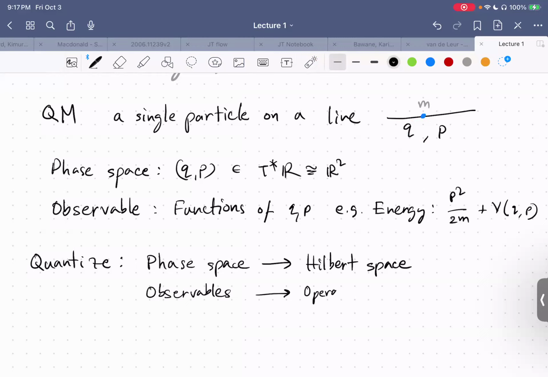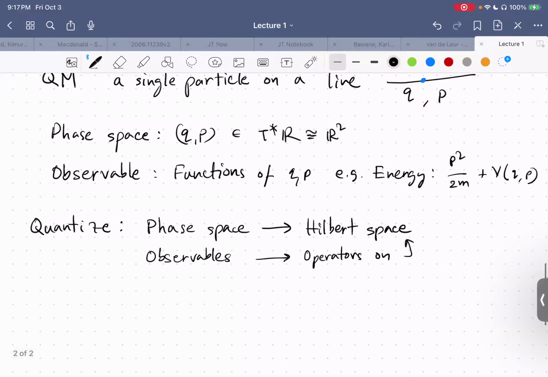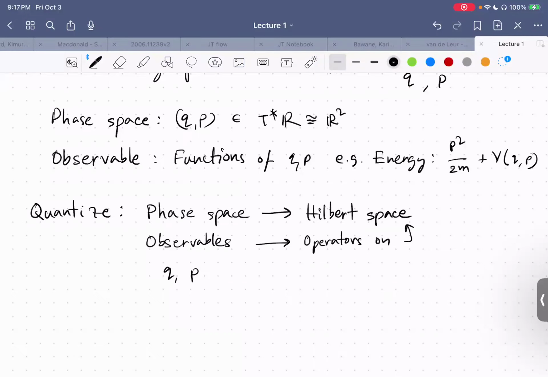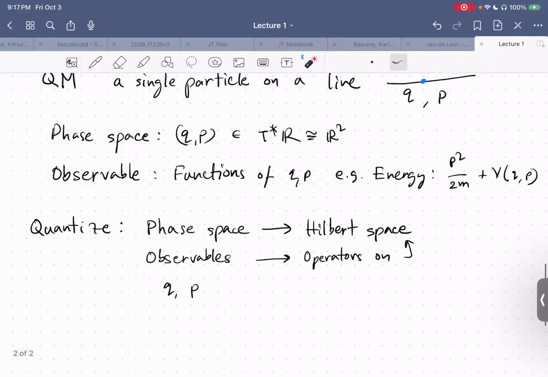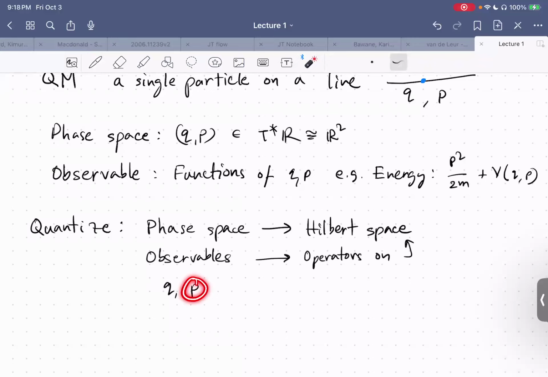For example, Q and P themselves are observables, right? Because Q is a function of Q and P. It just gives you the same value as Q itself. P similarly is a function of Q and P. So these are the elementary observables, and these are replaced by operators which I will denote by hat. So they will be replaced by Q hat and P hat. And they will be required to satisfy a certain commutation relation, something like this.